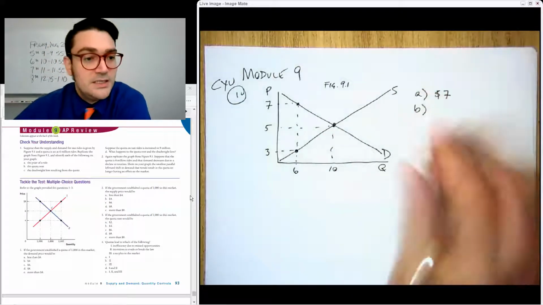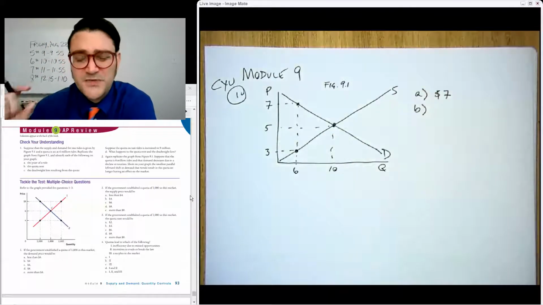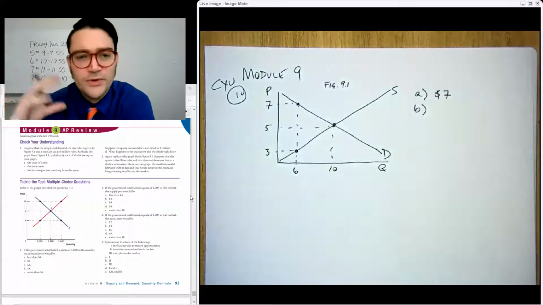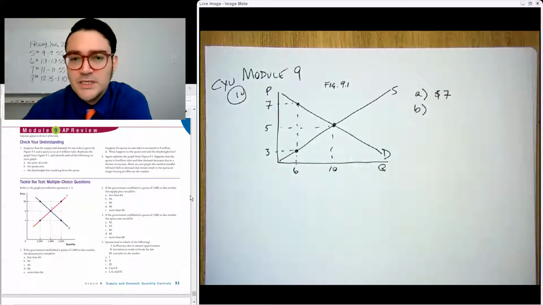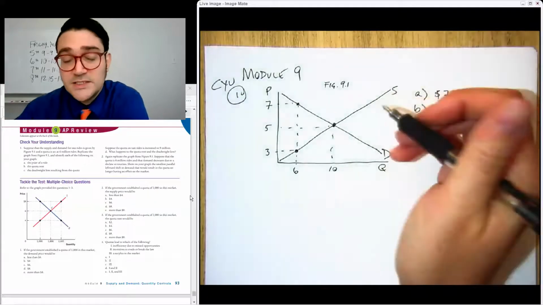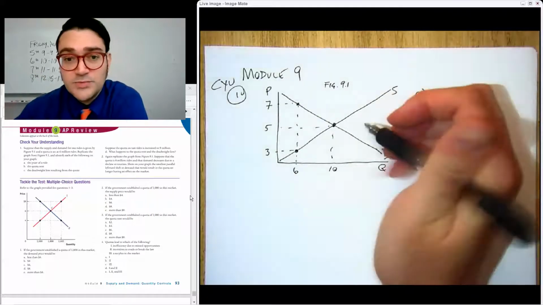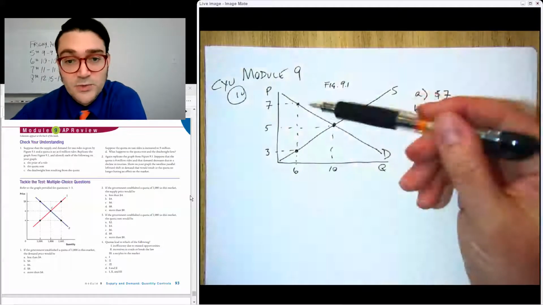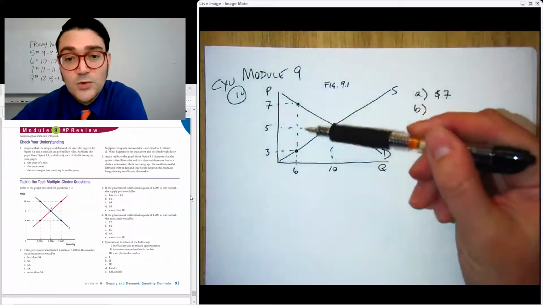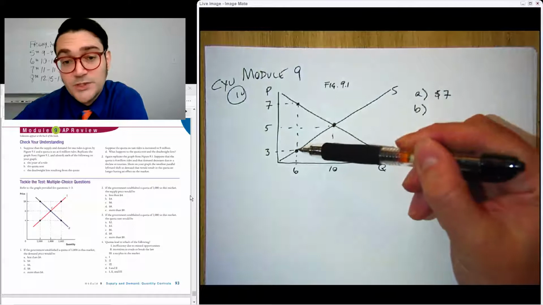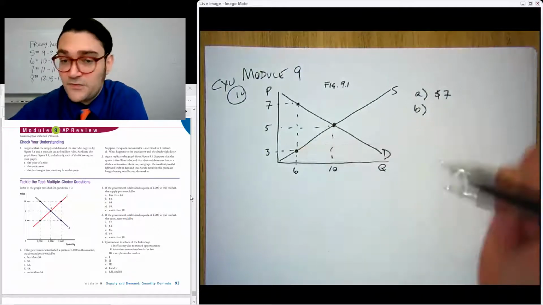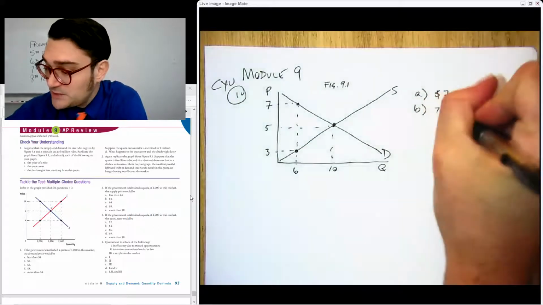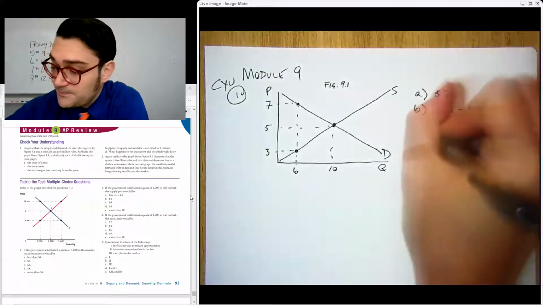Now B says the quota rent. They don't specify whether it's per unit or total, and in fact, with the diagram, I'm not sure that it really matters. But we could just say that it's the per unit quota rent, which would be the difference between what the buyers are willing to pay, which is 7, and what the taxi drivers are willing to do it for, which is 3. And that's $4. So we'd say 7 minus 3 is $4.